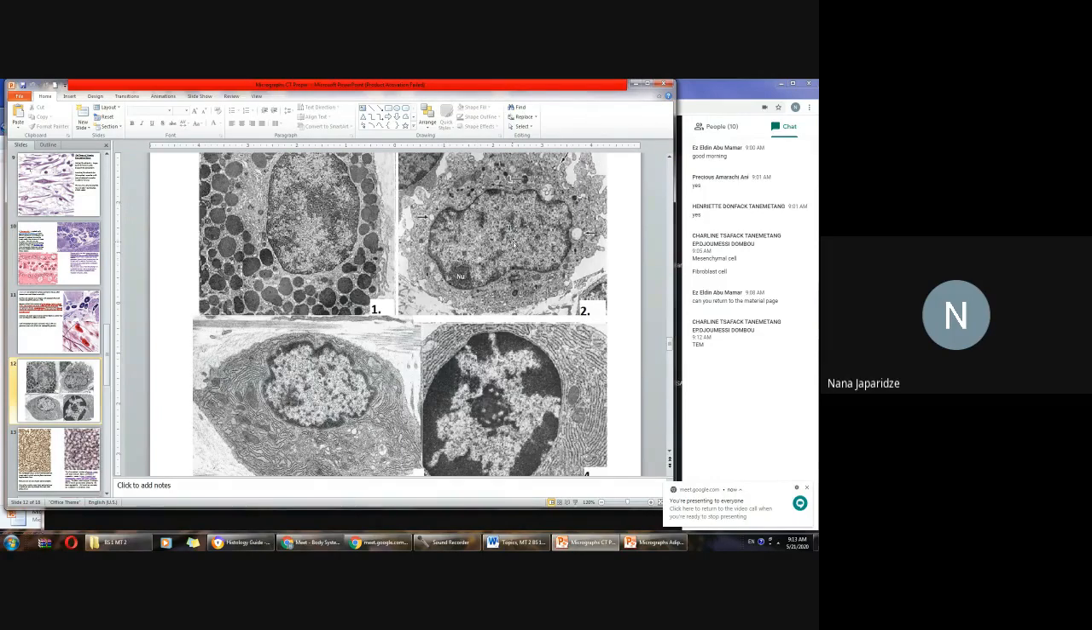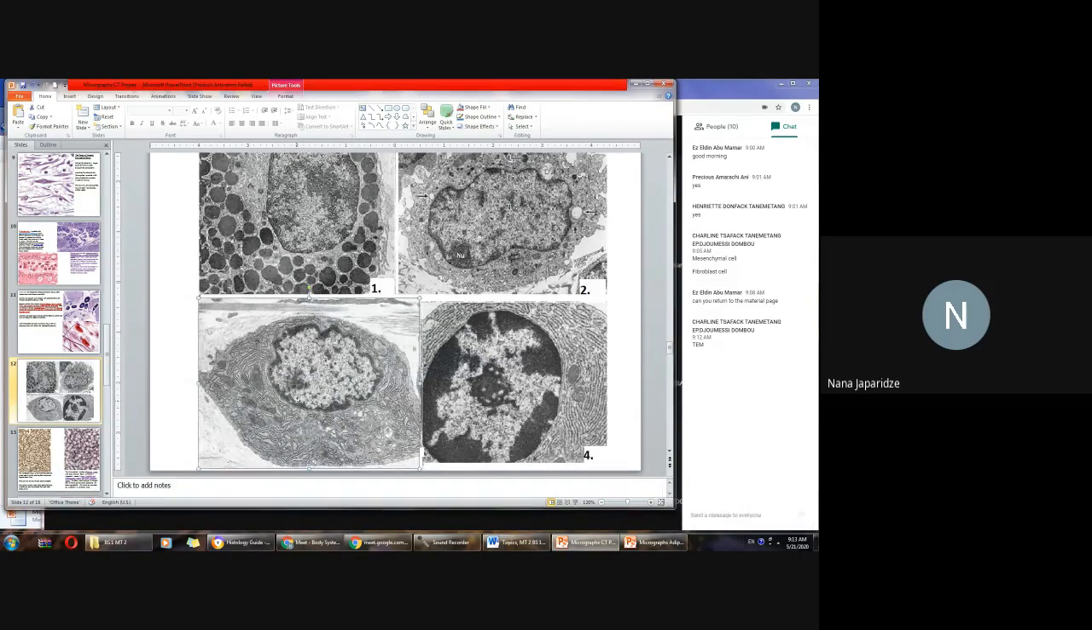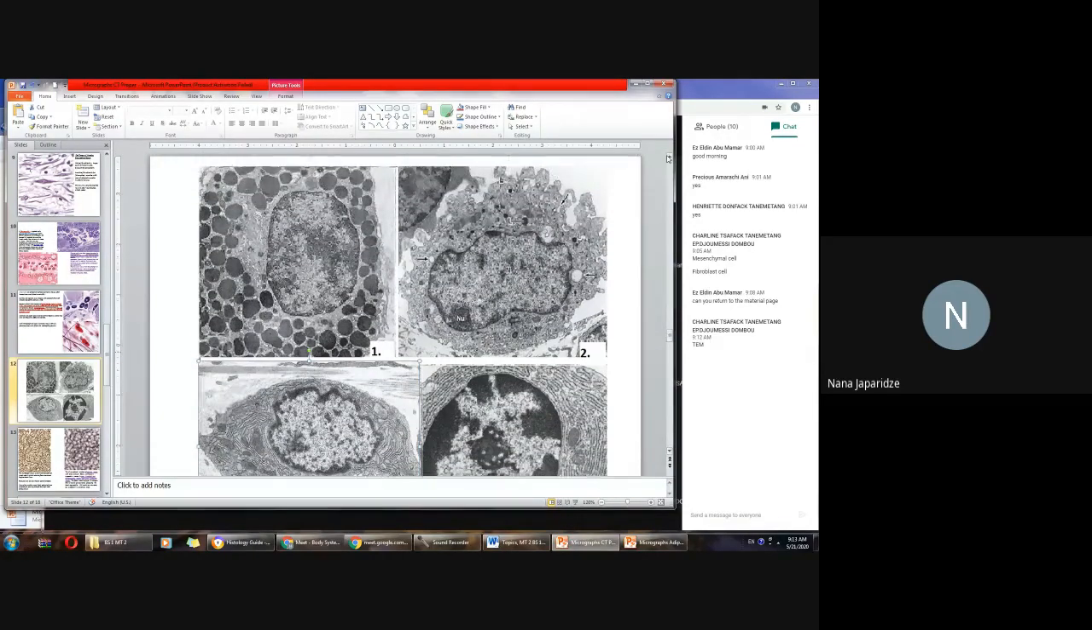For example, number 3, it should be here somewhere, but we miss it. Okay, this one, look, this cell. What type of cell is this? This is TEM. Is that a macrophage? Fibroblast? No, look, macrophage is here. And what is always characteristic for macrophages, these are these filopodia, protrusions from the surface of the cell. Okay?